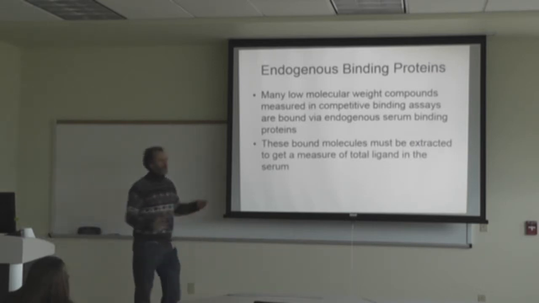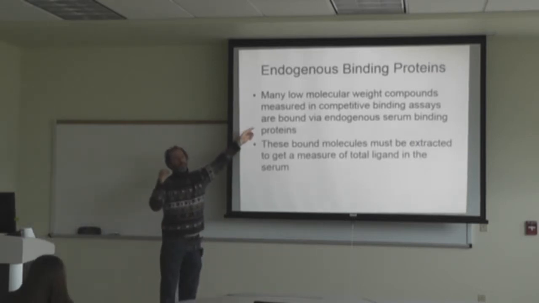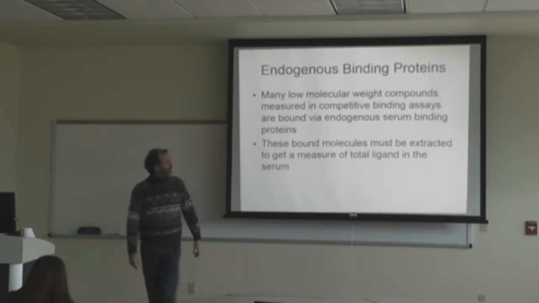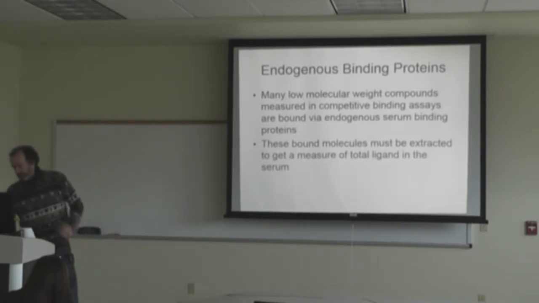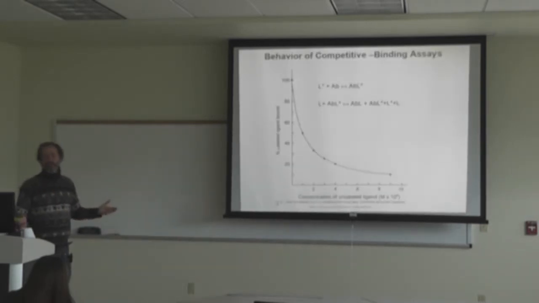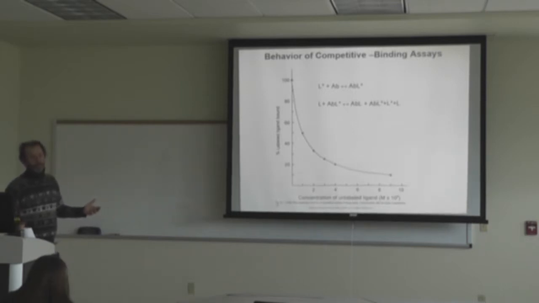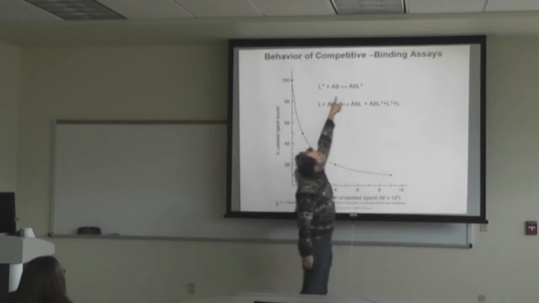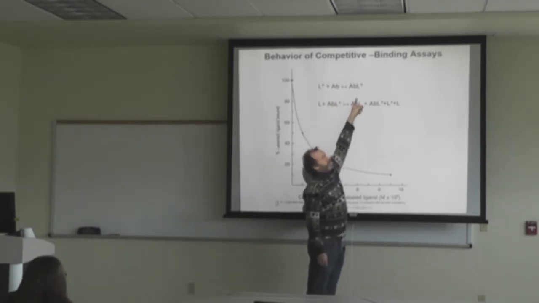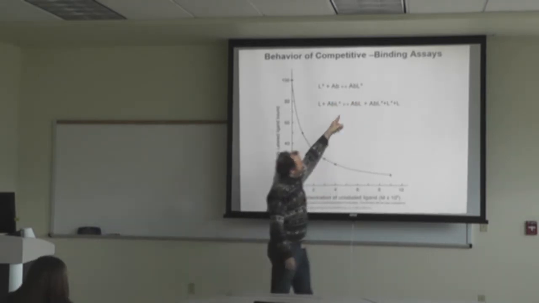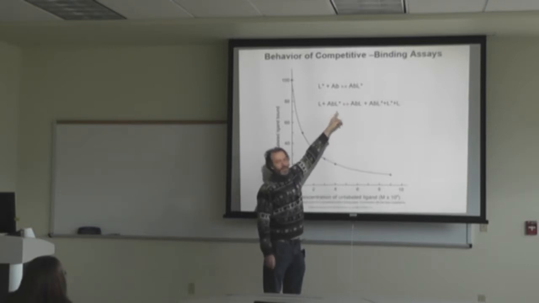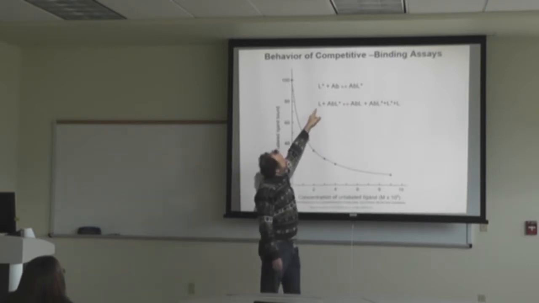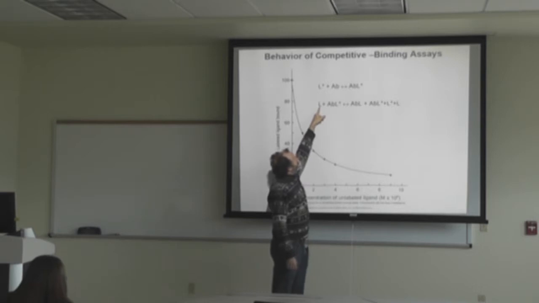So a lot of times you've got to extract the small molecules from binding proteins in order to get a measure of the total amount. So these bound molecules must be extracted, right? And that's just what I said. And this is the kind of behavior you're going to see with the competitive binding assay, right? So you're going to have some kind of labeled ligand. It's going to be able to bind to an antibody and form an antibody labeled ligand complex. And it'll compete with an unlabeled ligand.